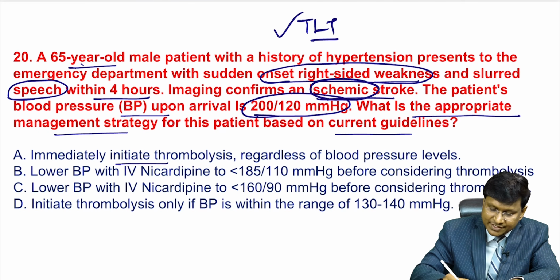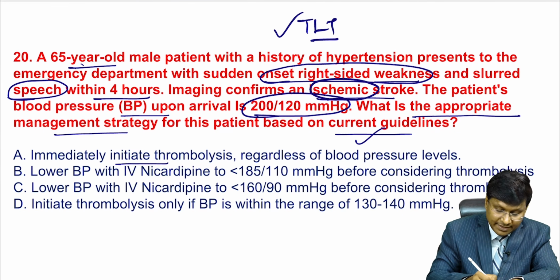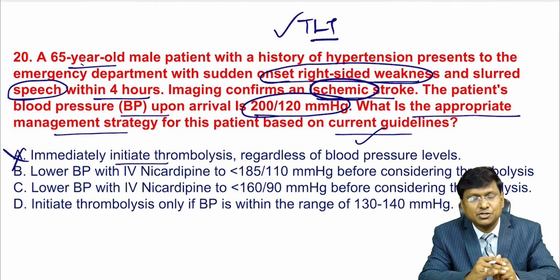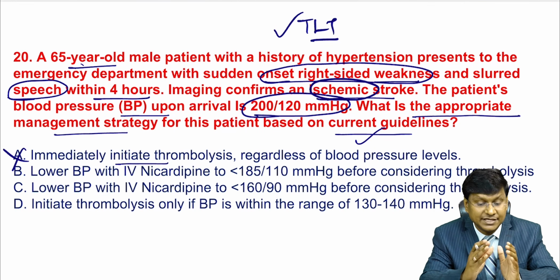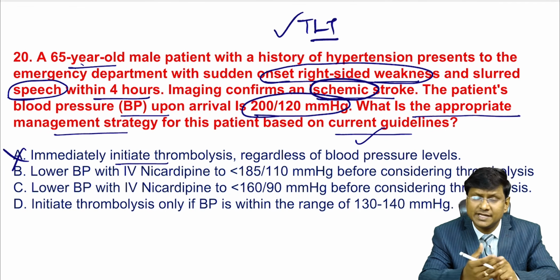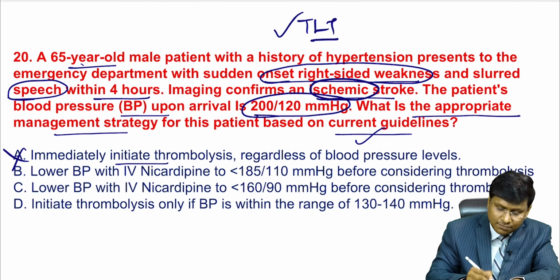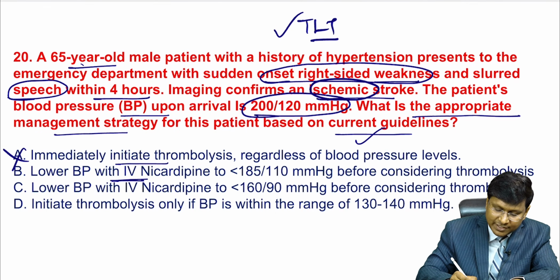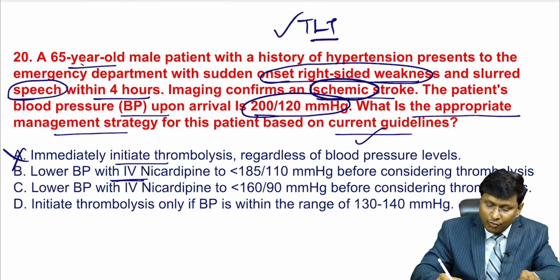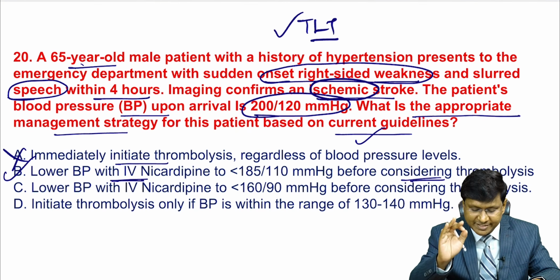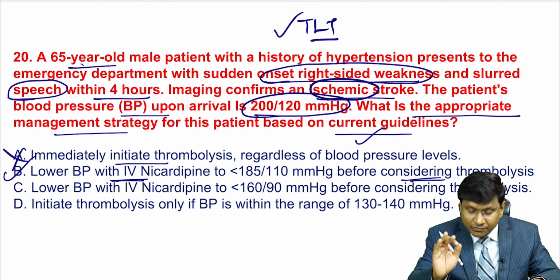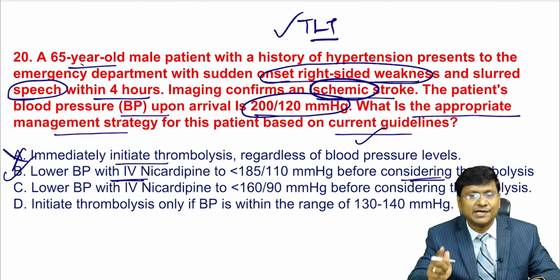Immediately initiate thrombolysis regardless of the blood pressure level. No, it is an incorrect statement. When you have a blood pressure of around 200, if you start thrombolysis, there is a chance of the ischemic stroke turning into a hemorrhagic stroke. There can be rupture of the blood vessels. So the first option is incorrect. Lower the blood pressure with IV nicardipine to less than 185 by 110 before considering thrombolysis. This is the correct statement. So you need to reduce the blood pressure to less than 185 by 110, then you can go ahead with thrombolysis in patients with ischemic stroke, right?